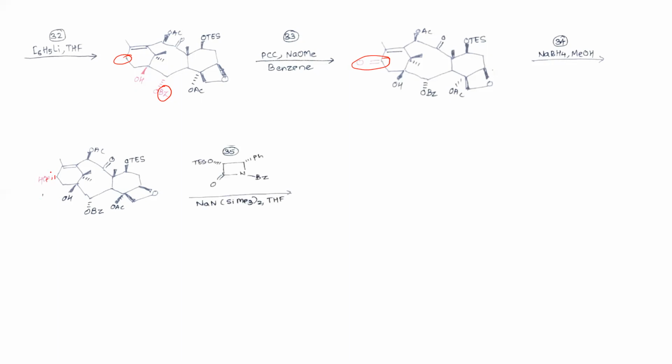Now almost towards the end of the reaction, last two steps. This is step 35. We are going to allow it to react with this four membered nitrogen derivative. So now the ring will break at this position. This is NaN(SiMe3)2. This is nothing but sodium bis(trimethylsilyl)amide. We are going to use it as a base for this reaction.